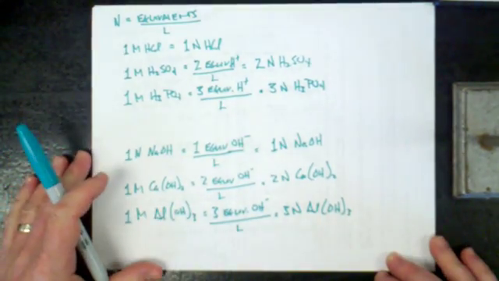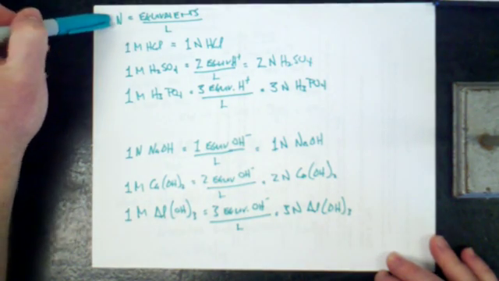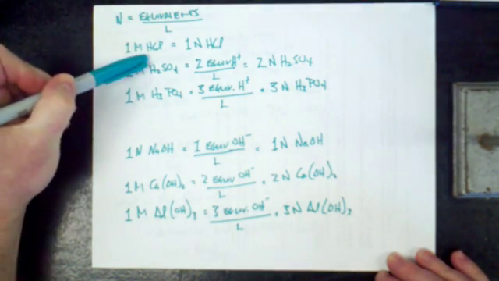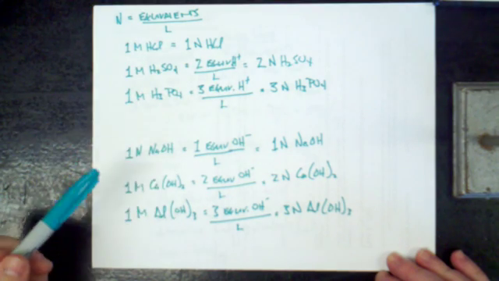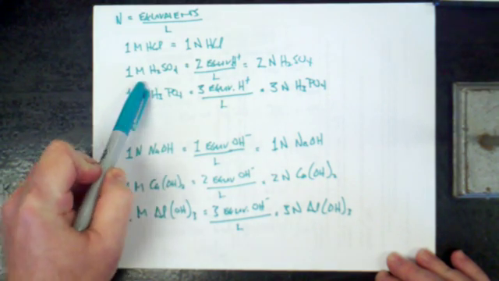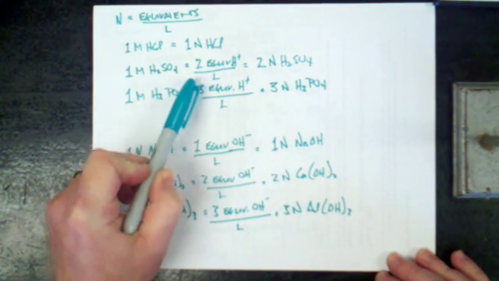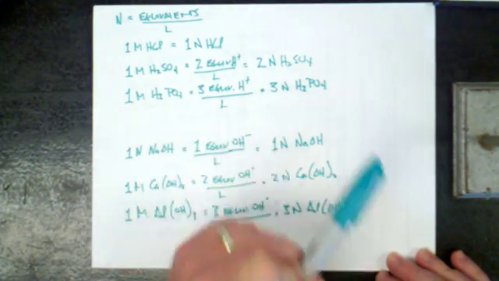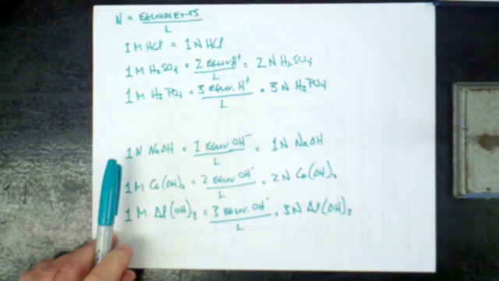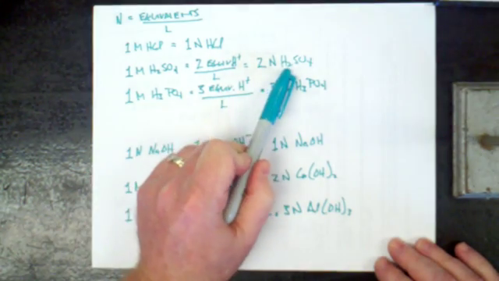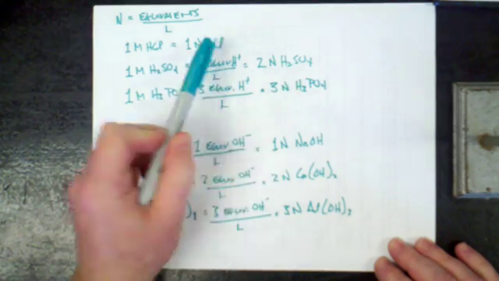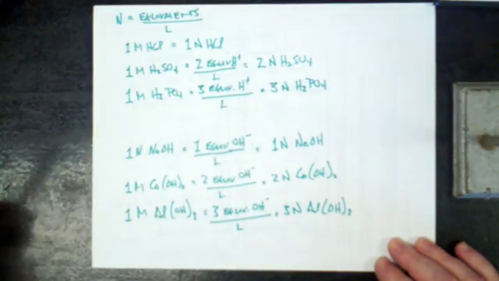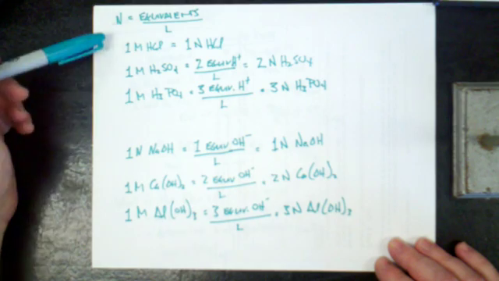Another way of looking at this is that normality equals the equivalents per liter. So 1 molar hydrochloric acid is equivalent to 1 normal hydrochloric acid. 1 molar sulfuric acid, because it has 2 equivalents of hydrogen for every liter, is 2 normal sulfuric acid. So, 1 mole of sulfuric acid can neutralize twice as much base as 1 mole of hydrochloric acid because it's twice as strong or twice as concentrated.